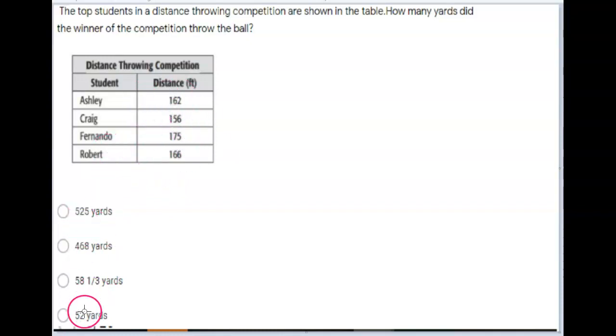So once you find the winner, you're going to say, hey, wait a minute, the answer isn't down here. 162, 156, none of these answers are here, right? And then that's when you notice, hey, this says yards and this says FT, which stands for feet, right? So now we actually have to think about how many feet there are in 1 yard. Well, this is something we haven't really worked on in 6th grade, but you guys learned in 5th, maybe even 4th, that for every 3 feet, it equals 1 yard, okay?